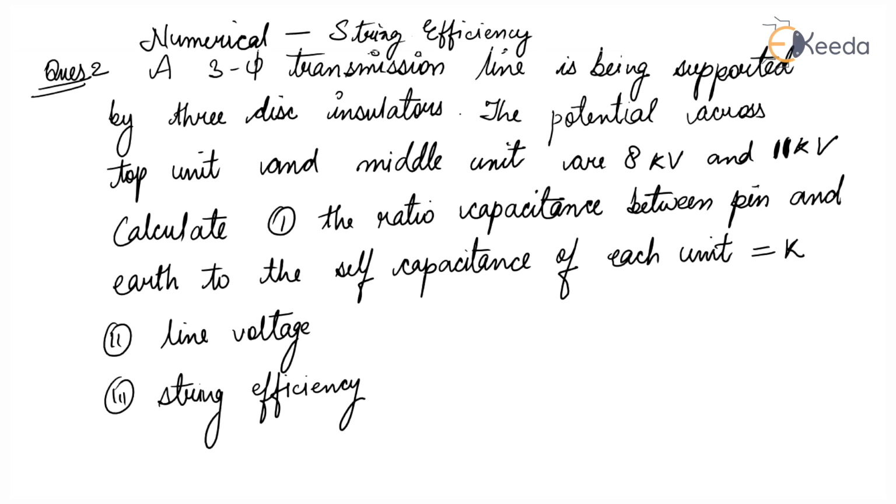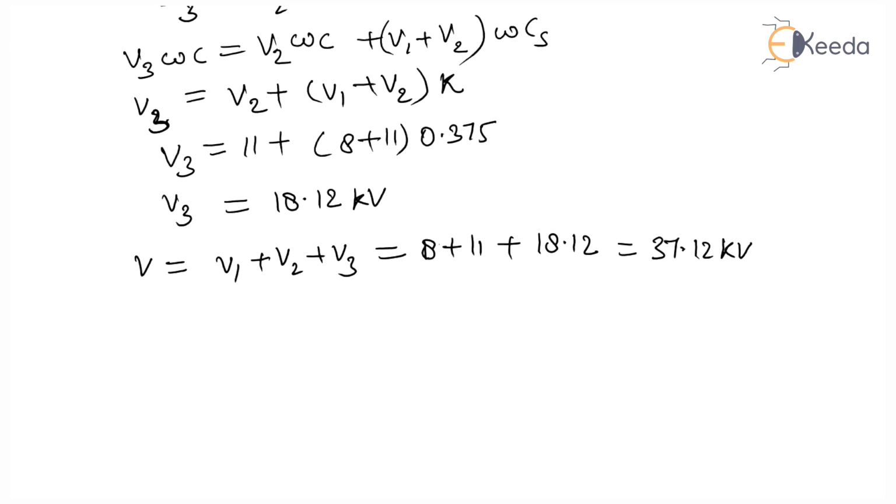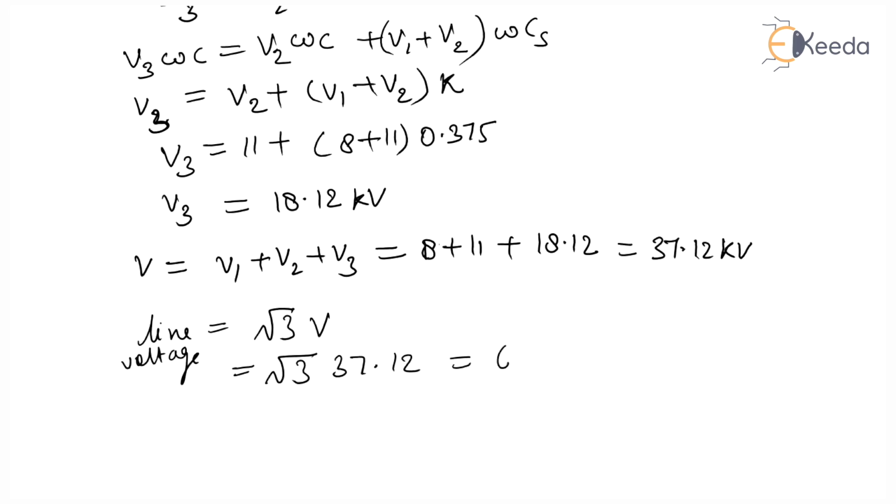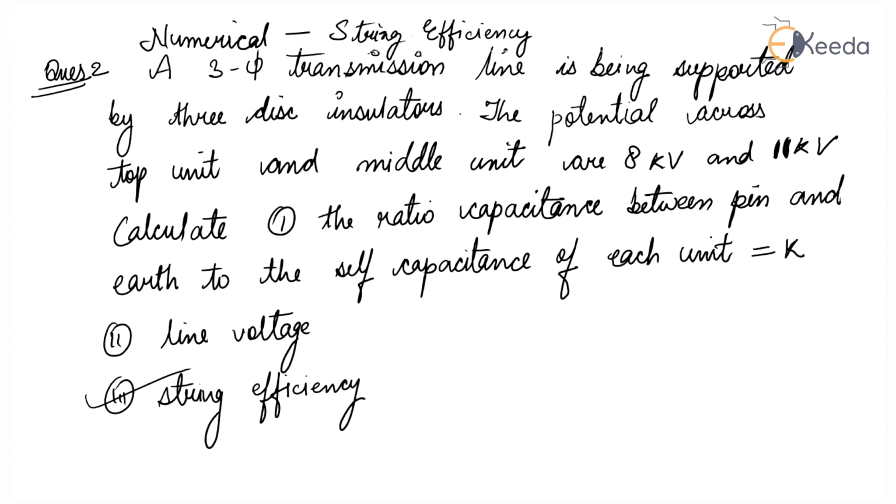Now we have to find out the line voltage. So line voltage is equal to, for three phase, root 3 into V, so root 3 into 37.12. This is equal to 64.28 kV. Now third, we have to find out the string efficiency.